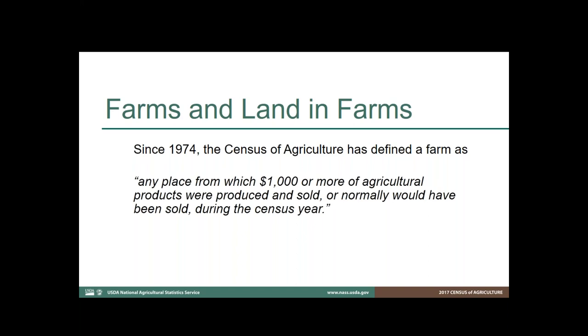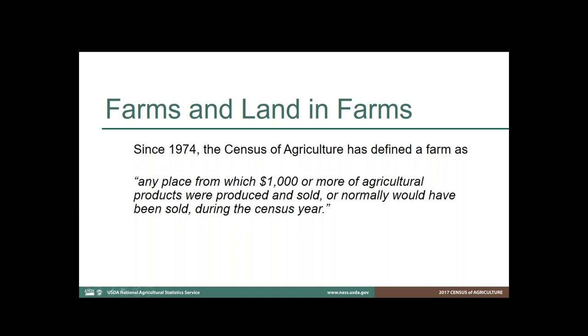So we recognize things happen in agriculture. Unfortunately, agriculture is subject to many different forces. You know, you could have a drought or a flood and all your crops or your livestock could be lost and you're not able to sell anything in a particular year. So the census operates on this definition of, we're going to count you if you usually produce $1,000, even if you didn't do it in the given census year.